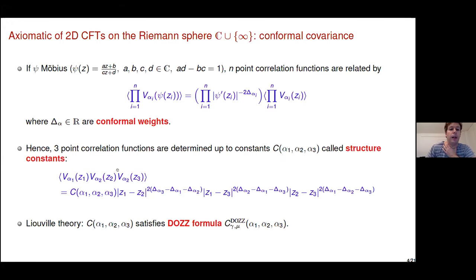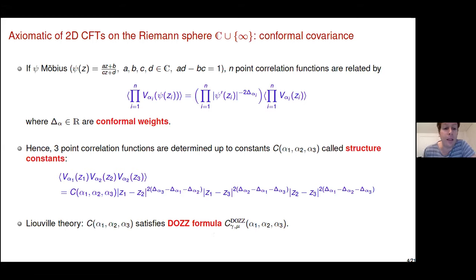If you take the left-hand side and divide by these powers of the differences of the points z_i, and you apply a Möbius transform, you can see that it doesn't change the result. So roughly, the left-hand side divided by the powers on the right-hand side is a constant. This constant is called the structure constant of the conformal field theory. This is actually an input you put in your theory. If you want to define a conformal field theory in this axiomatic conformal bootstrap approach, you first say that the 3-point correlation function on the Riemann sphere is some constant, and you have to put some value as an input. What they do in physics is they say that these constants satisfy a formula called the DOZZ formula for Liouville theory.